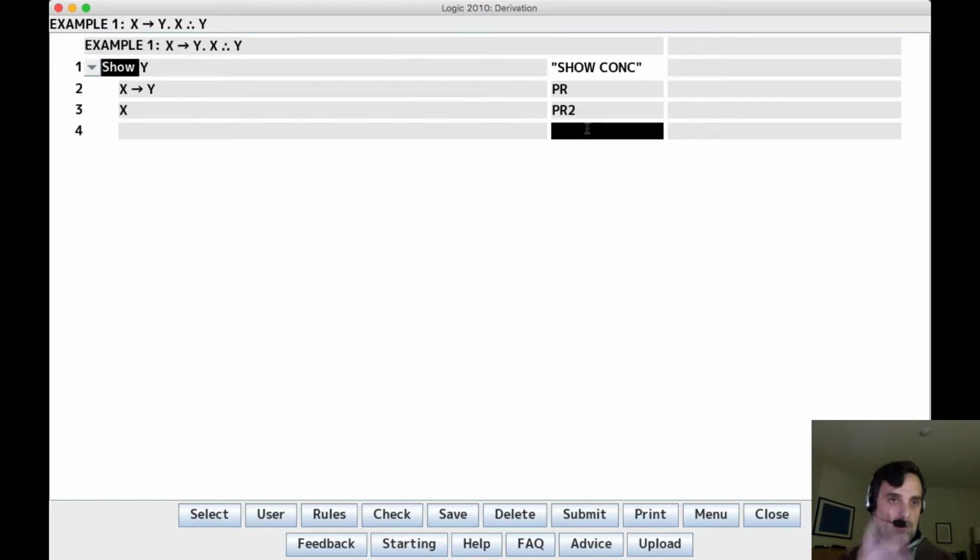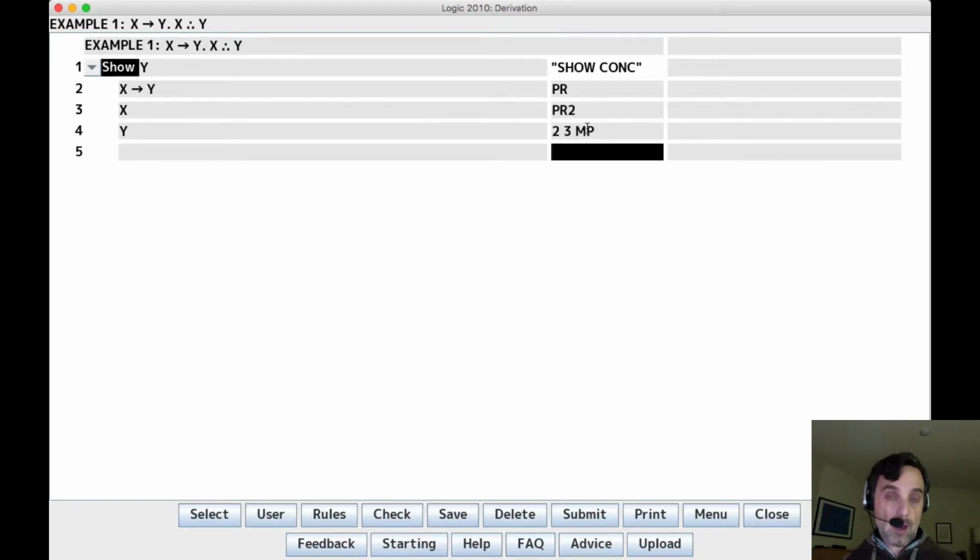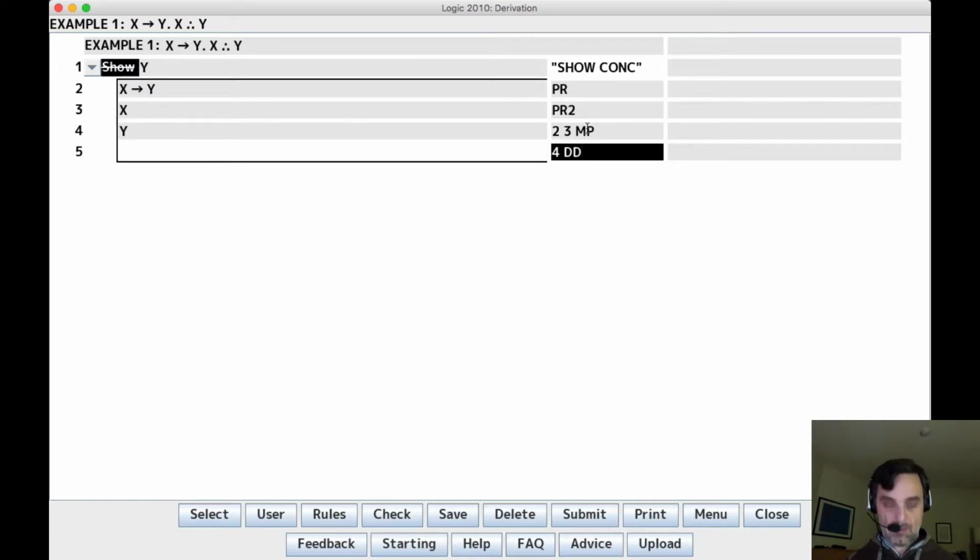Okay, so we look, this is just a straightforward application of Modus Ponens, because on line 2 we have a conditional, and on line 3 we have the antecedent of the conditional. So we say I want to apply Modus Ponens to 2 and 3, and that gives me y. Y is my conclusion. Okay, I have the conclusion on line 4, so what do I do on the next line? I write line 4, direct derivation, and I am done.